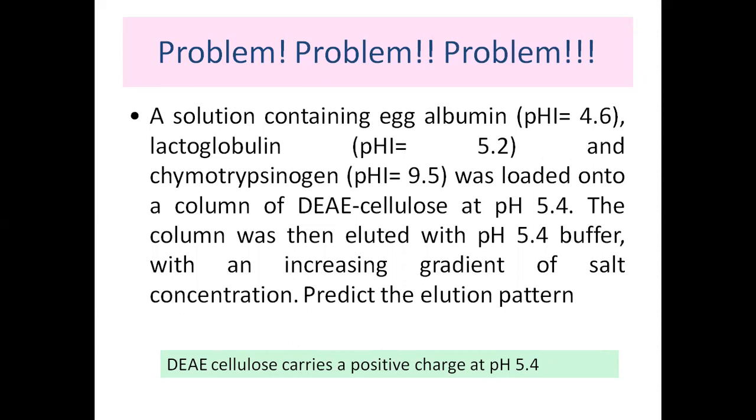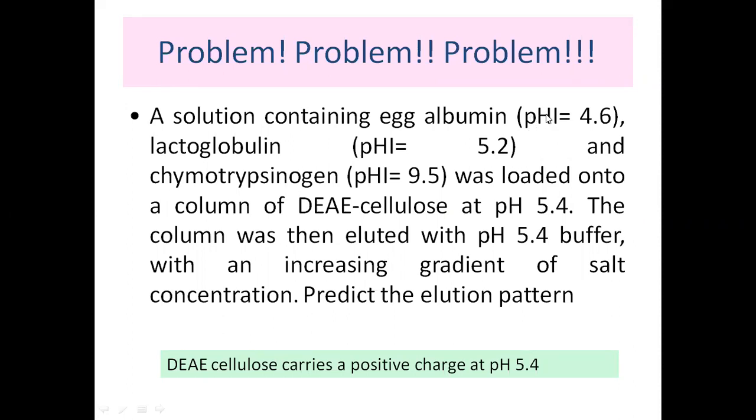And the third protein, chymotrypsinogen, PI is 9.5. PI is 9.5 means the buffer pH is lower than the isoelectric point of the protein, and therefore this protein actually will be positively charged. Buffer pH is low, meaning there is more protonation, more protons. Low pH means more protons. And when there are more protons, the protein will be protonated, and therefore the protein will be positively charged at this pH. Then which protein will bind more strongly?